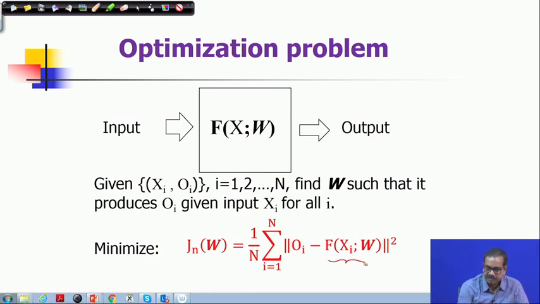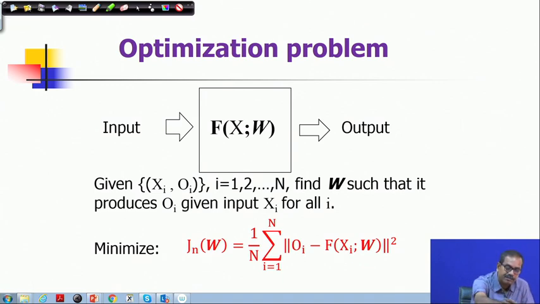So, this is a predicted output and this is the actual output. The square of this deviation is a single observation, and then the average over all these observations will give you the mean square error. This error has to be minimized. So, you have to find the w which minimizes this error.